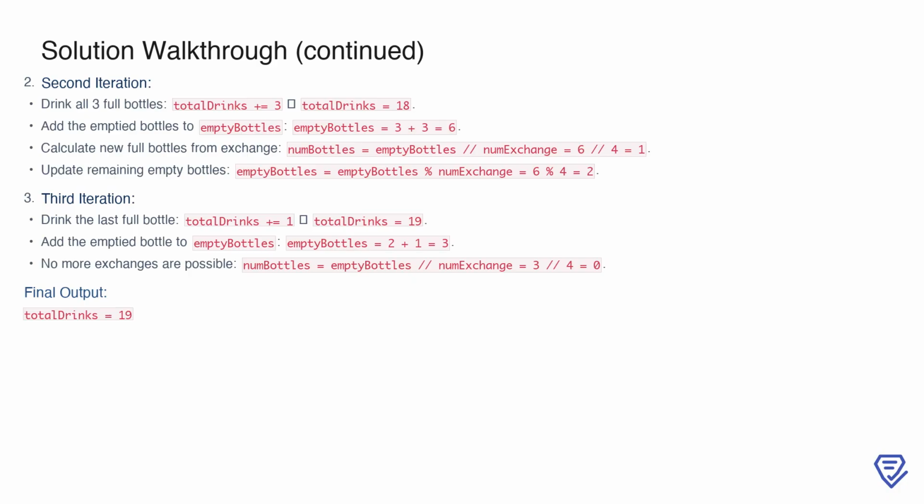In the third iteration, we drink that last full bottle, bringing the total drinks to 19. The 1 empty bottle from this round, combined with the 2 leftover empty bottles, is not enough for another exchange. Thus, the process ends here with a final total of 19 drinks.